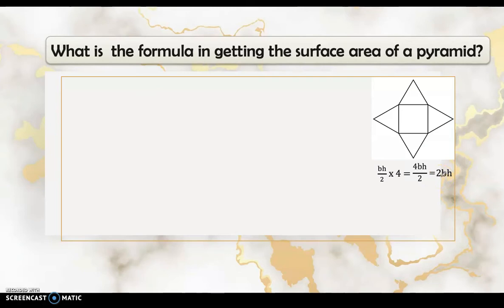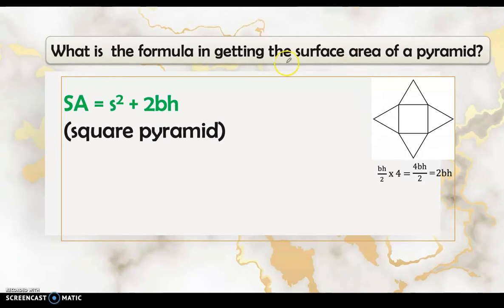Plus the area of the base, which is a square, which is s squared. Therefore, we can say that the formula for the surface area of a square pyramid is s squared plus 2bh. This is the area of the square of the base plus the area of 4 triangles. Where did we get this 2bh? We get the area of one triangle, then we multiply it by 4 since there are 4 triangles, and then we simplify, we have 2bh. So this is the surface area of the square pyramid.